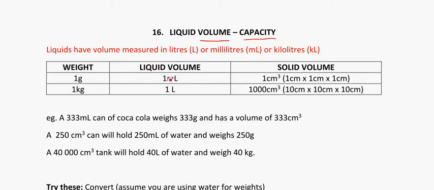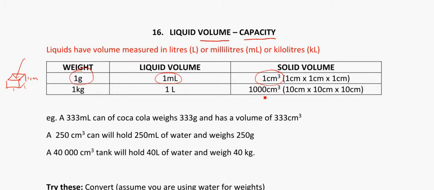If you have a volume of 1 centimetre cubed, now if you think of a 1 centimetre cube, it's 1 centimetre by 1 centimetre by 1 centimetre. It's very tiny. Now in there you could put 1 mil of fluid, and we're talking about water here, 1 mil, and it would weigh 1 gram. So these are interesting equalities.